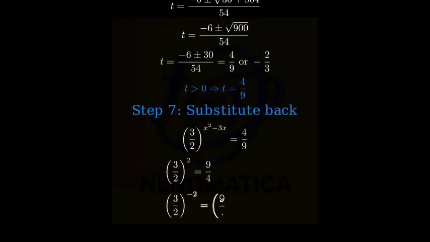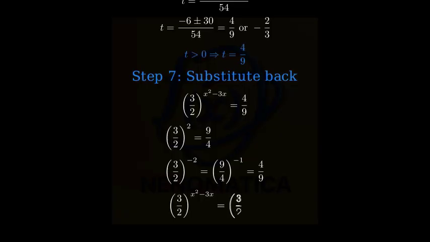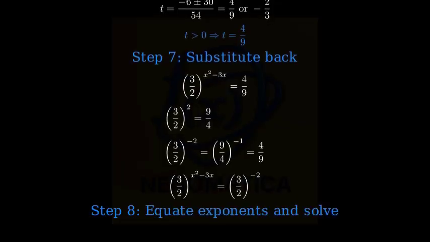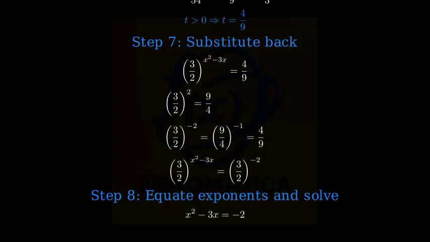To solve for x, we need to get the exponents to match. It turns out that 4/9 can be written as 3 over 2 raised to the power of negative 2. Let's verify this. 3 over 2 squared equals 9 over 4, and the reciprocal of that is 4 over 9. So 4/9 equals 3 over 2 raised to the power of negative 2. Step 8. Since the bases are the same on both sides, the exponents must be equal. So we can write x squared minus 3x equals negative 2.